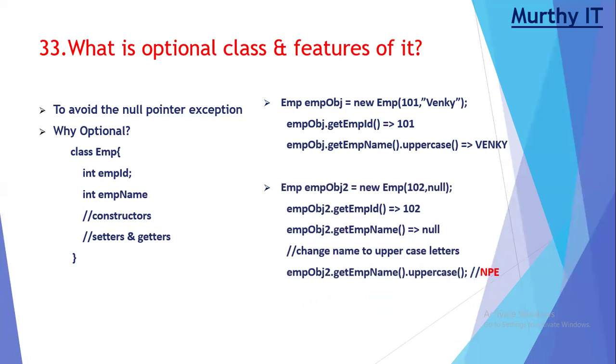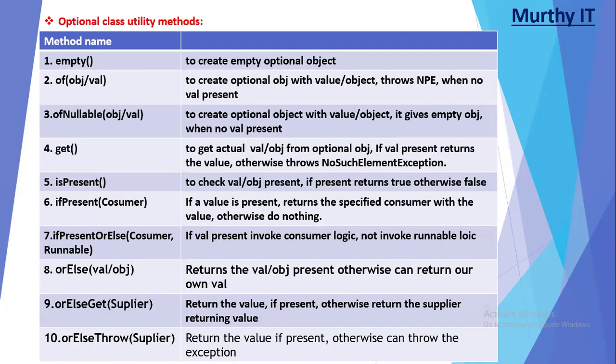See, the same case: I created a second object with employee ID 102 and I'm not passing the employee name. Now getEmpId returns 102, and getEmpName returns null. Whenever I get null for the employee name of the second object and try to call toUpperCase, I get the NullPointerException. In such scenarios, how to handle the NullPointerException by using the Optional class, we'll see.